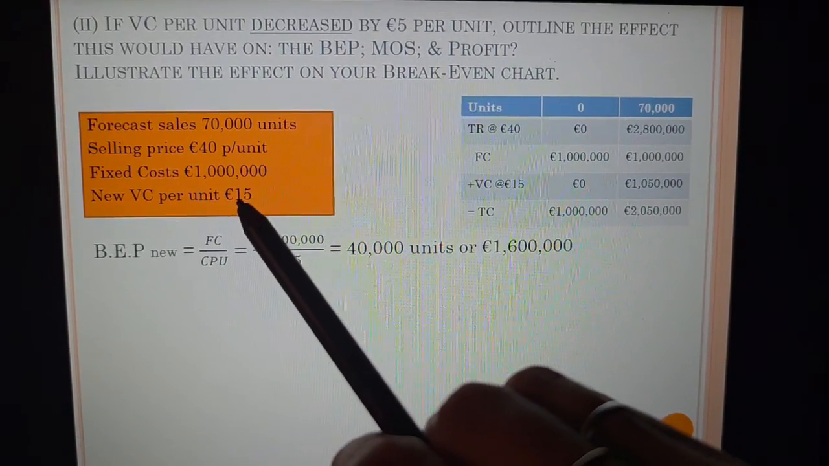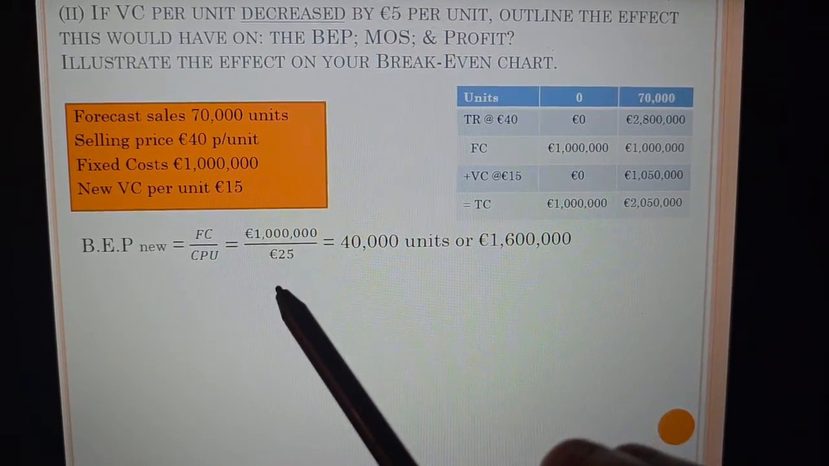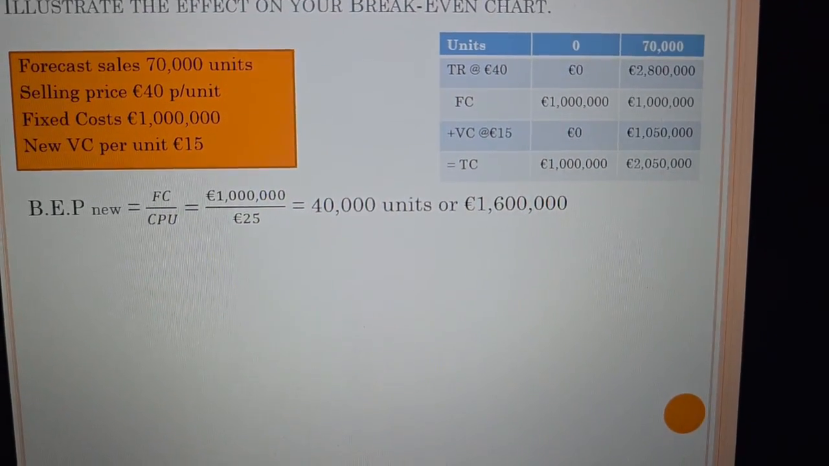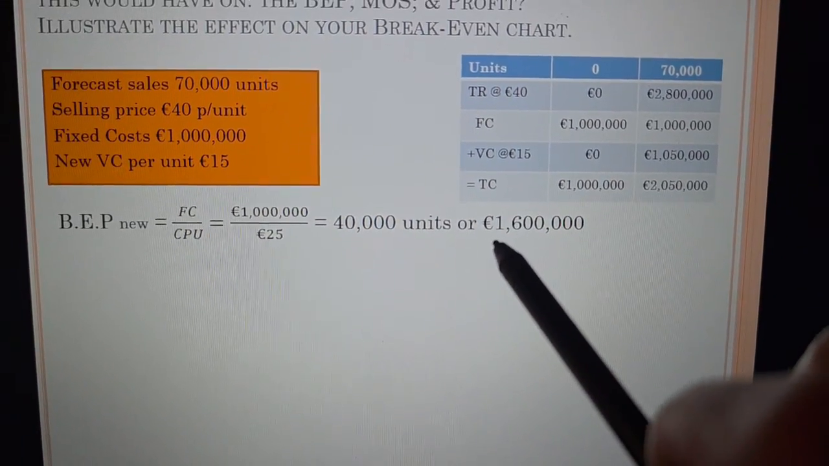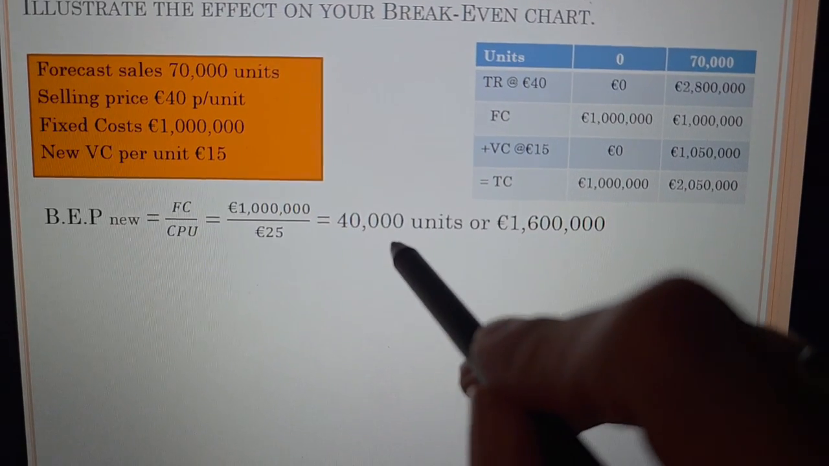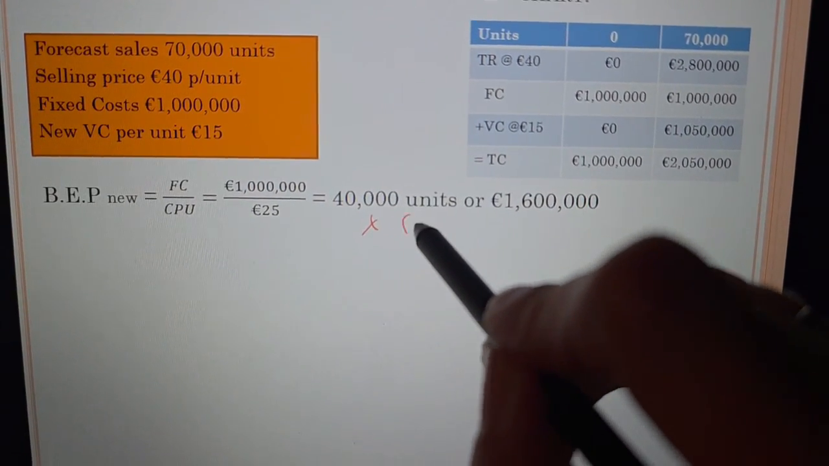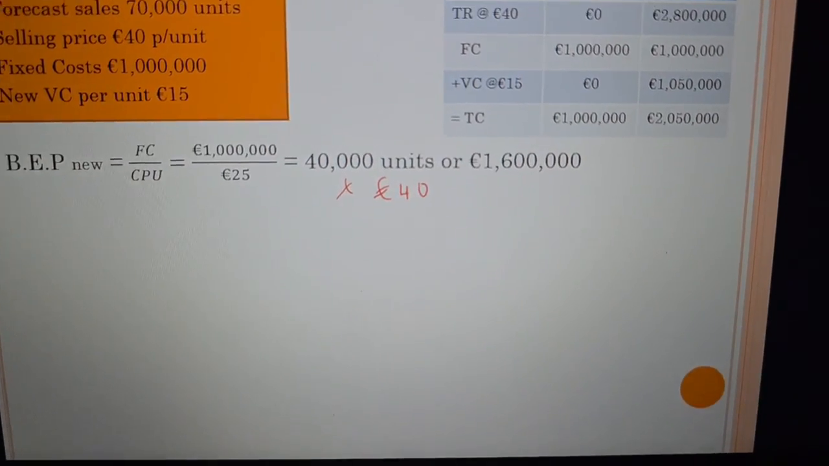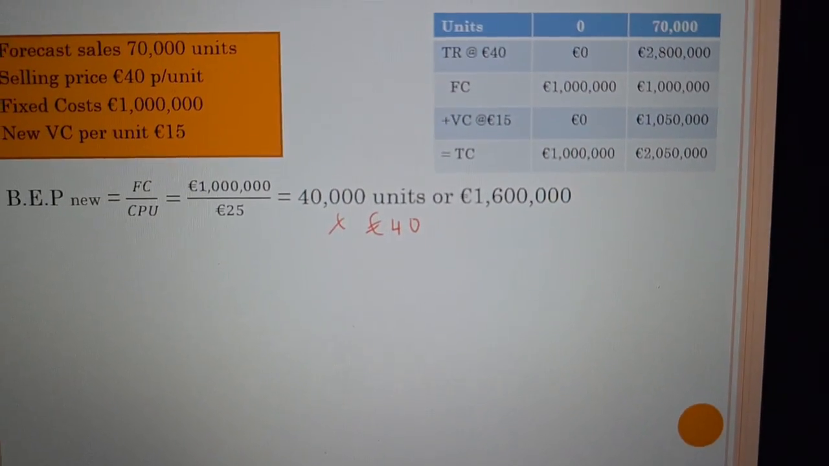Take away your variable cost per unit, which is 15, and that'll give you 25. So my new break-even point is 40,000 units, or 1,600,000. And again, how did I get that? I just multiplied my 40,000 units by the selling price per unit, which was €40. And that gave me €1.6 million.